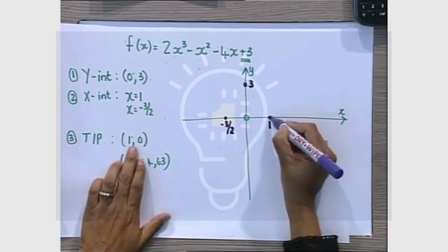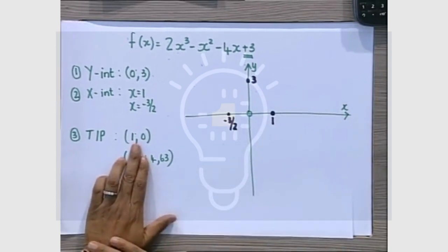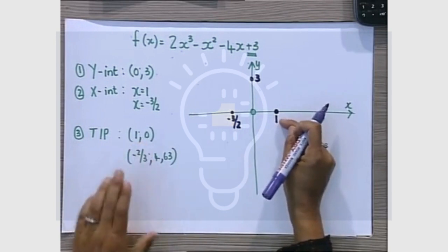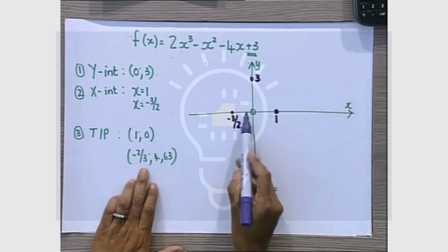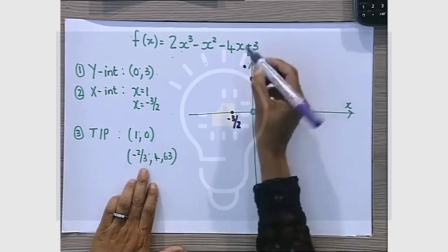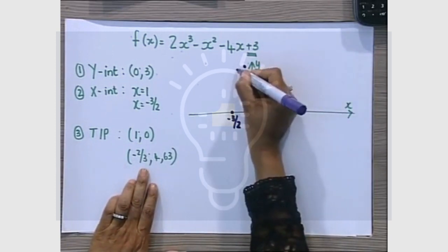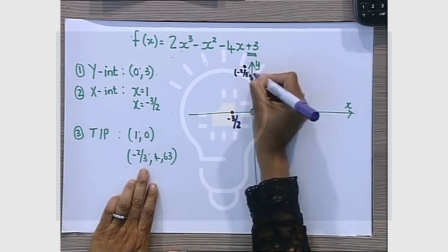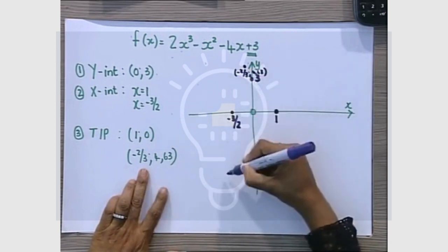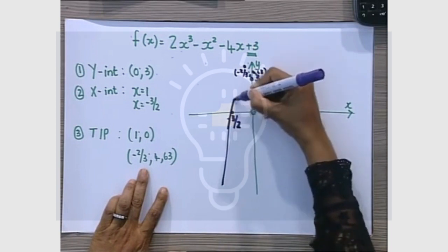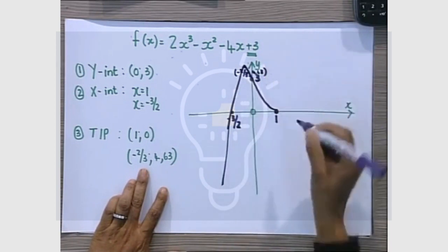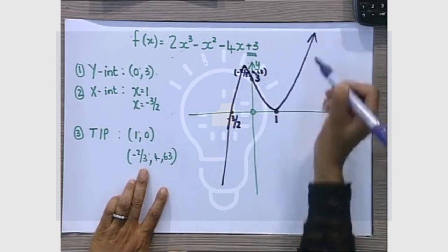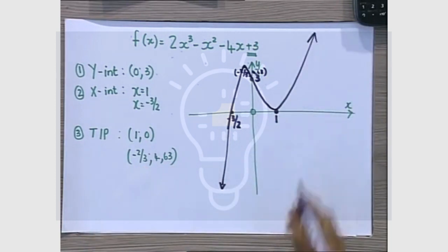The one turning point we already know is (1, 0) because it is also an x-intercept that has been repeated. And now you have negative 2 over 3, which is more or less here. And there you have 4.63. So this is (negative 2 over 3, 4.63). Your graph will cut the x-axis there. It turns there, it cuts the y-axis, it turns at the x-intercept, and it goes up like that. And this is the graph of f of x.